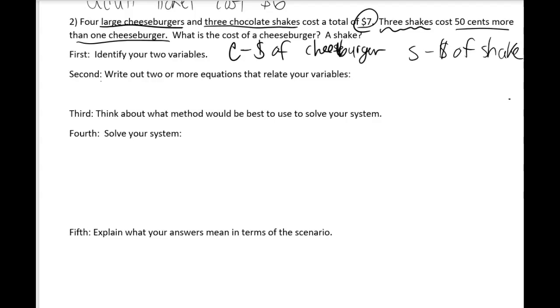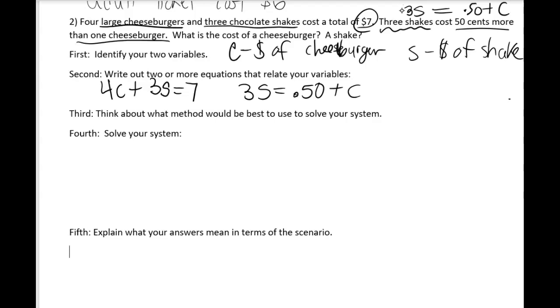So here we've got 4 cheeseburgers plus 3 shakes equals $7. And then the second equation is a little harder. We have to really pay attention to the wording here. So we have 3 shakes cost, so equal, 50 cents more than a cheeseburger. And so 3 shakes cost 50 cents more than a cheeseburger.